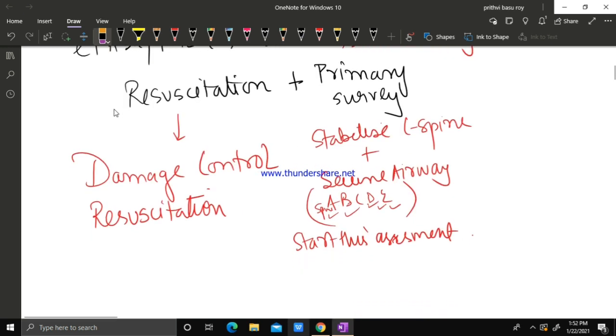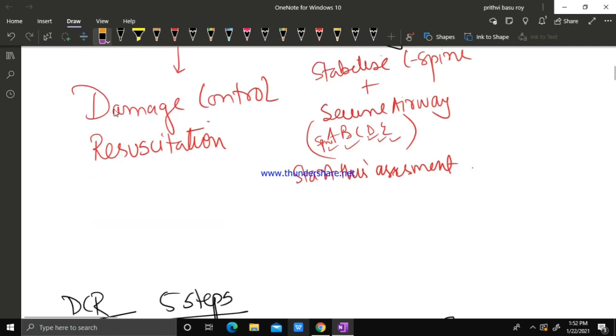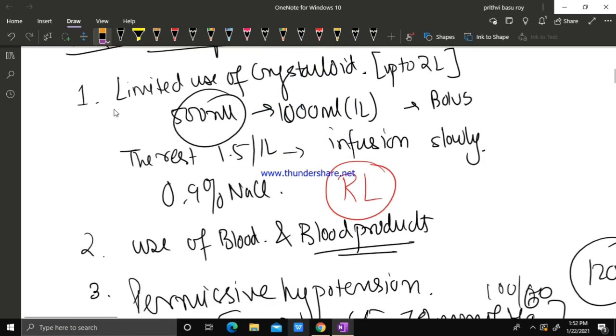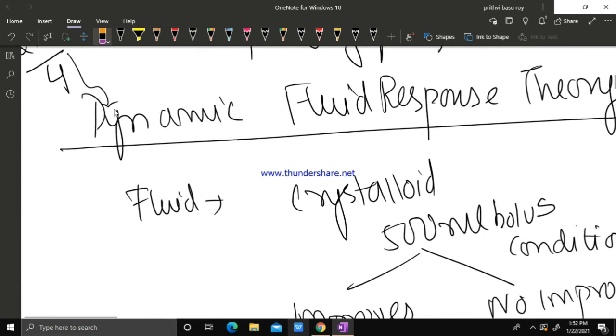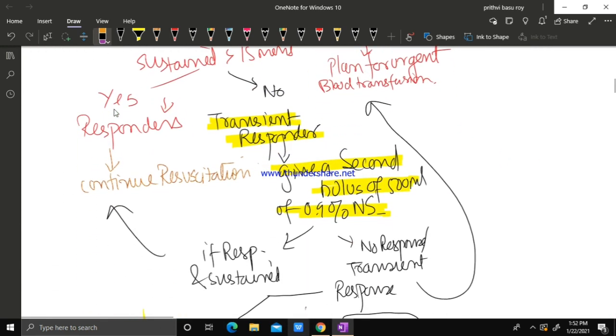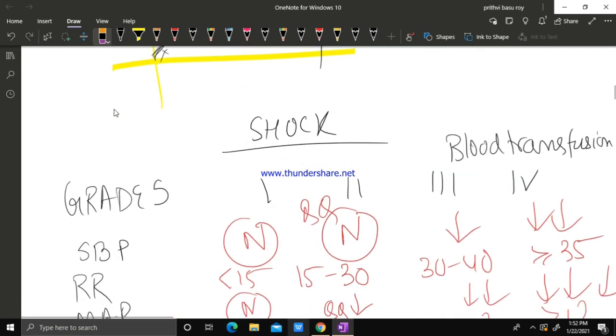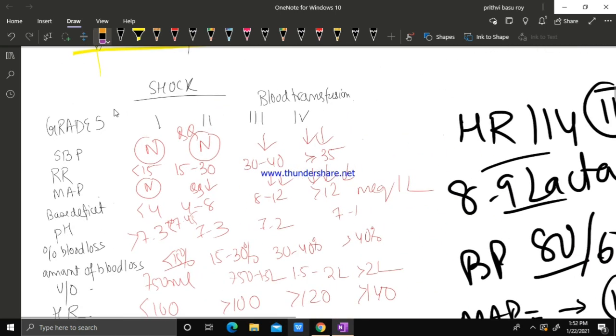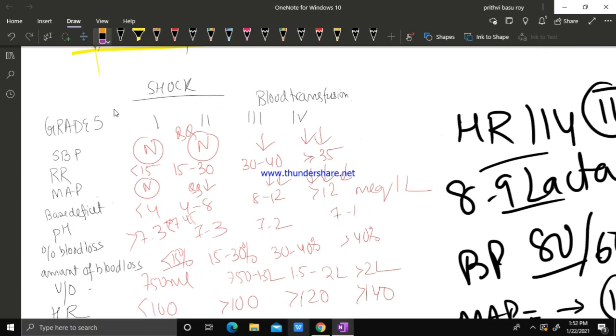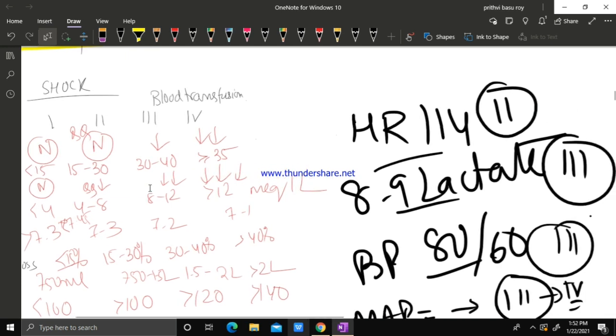You do damage control resuscitation, all the 5 points you mentioned. You do a primary survey, A, B, C, D, E, cervical spine stabilization. Mention the dynamic fluid response therapy, how it responds, transient responders being of special importance. Draw this graph.